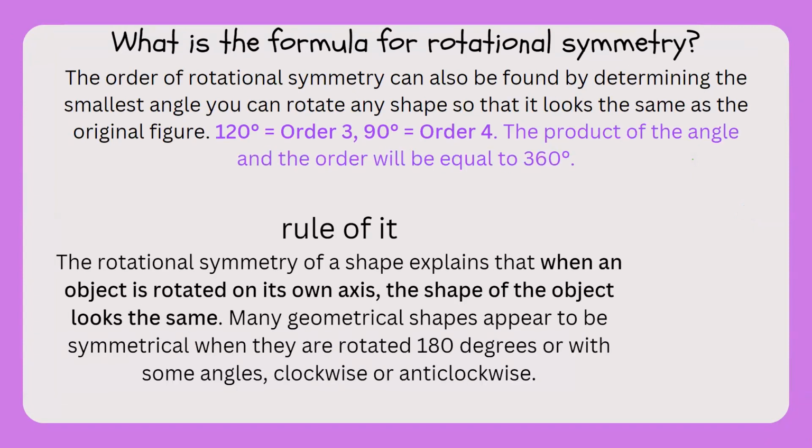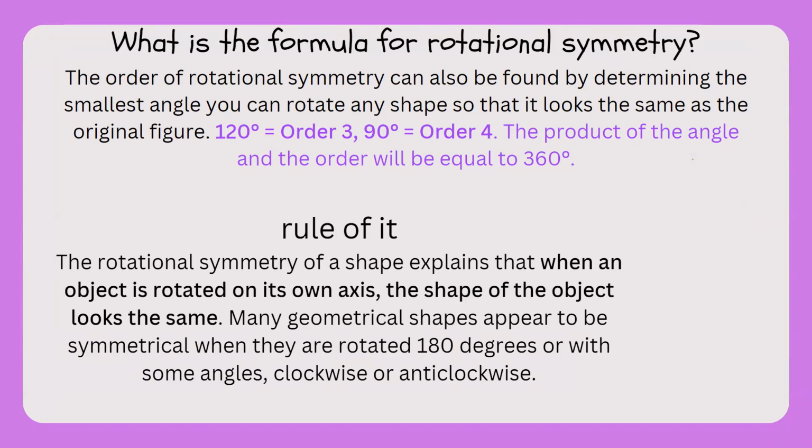What is the formula of rotational symmetry? Actually, you just need to read the purple words. 120 has order number 3, which means you must turn 3 times to make 360. And order number 4 is 90. The product of the angle and the order will be equal to 360.